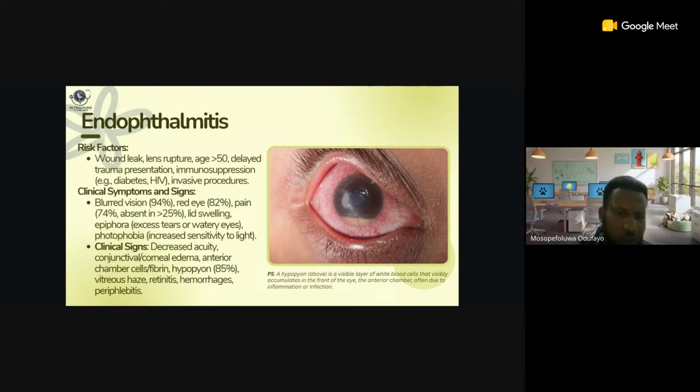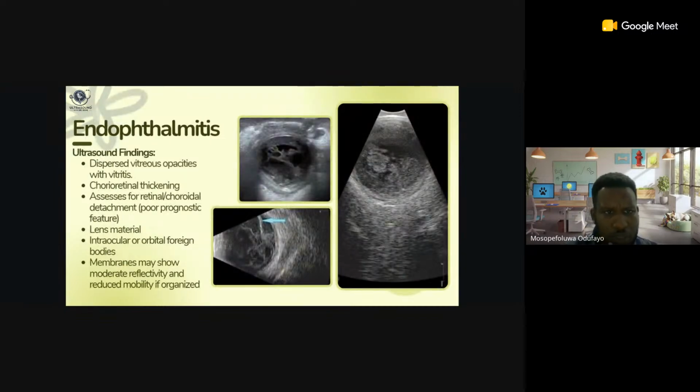There will be blurred vision, red eye, lid swelling, excess tears or watery eye, or photophobia in these conditions. There will be decreased acuity, corneal or conjunctival edema, retinitis, hemorrhage. Therefore, ultrasound will not even be the first thing to tell you about this. A history will have told you about it.